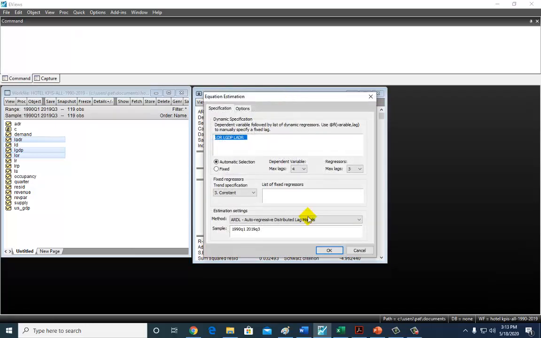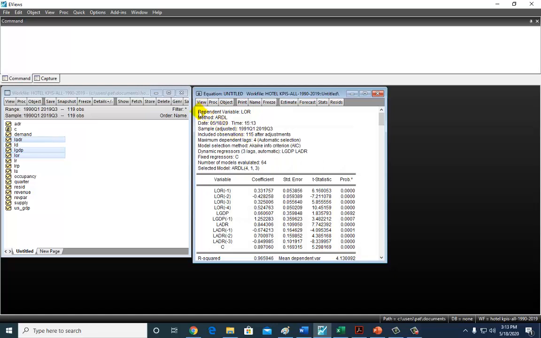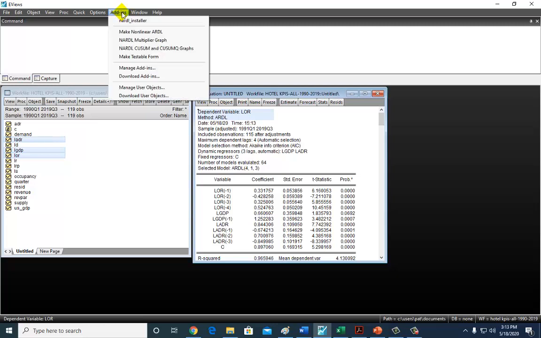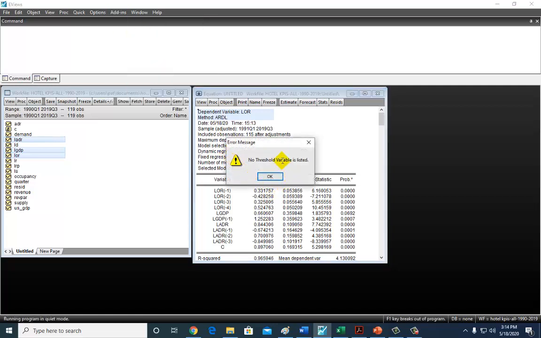So right back here on estimation, you clicked OK, and you have this traditional ARDL output. You would now have to go to add-ins, and here you're going to choose make nonlinear ARDL. Click on it. Oh my goodness, we have this situation right here. So what are we going to do?